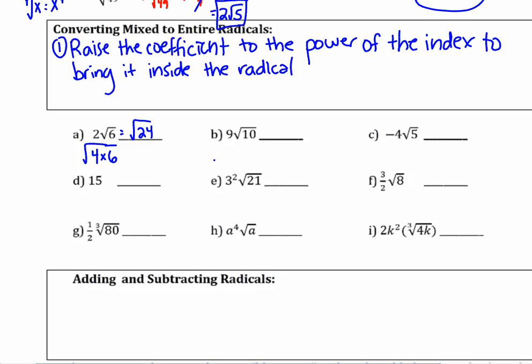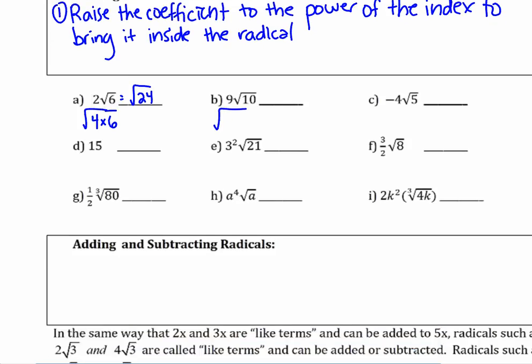B would be root 81 times root 10, right? 9 is the same thing as root 81. They're the exact same thing, just written different ways. You can represent 9 so many different ways. One way is square root of 81, which is equivalent to what?